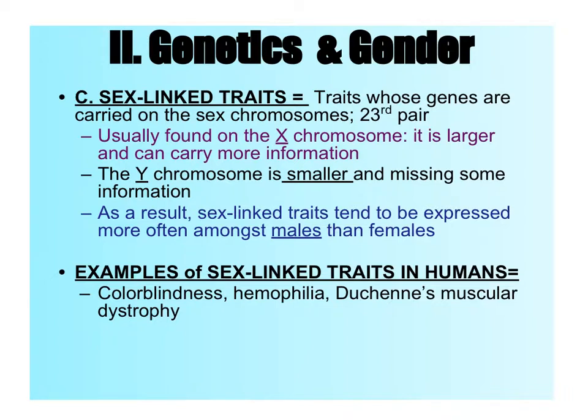Alright, so like I said, sex-linked traits. These are traits whose genes are carried or found on the sex chromosomes or the 23rd pair. These genes are usually found on the X chromosome because it is much larger than the Y chromosome. The Y chromosome is smaller, so us males, we're missing some genetic information. Females have all the DNA, all the genetic information. But us males, since we have that Y, we're actually missing some DNA. We don't have as much.